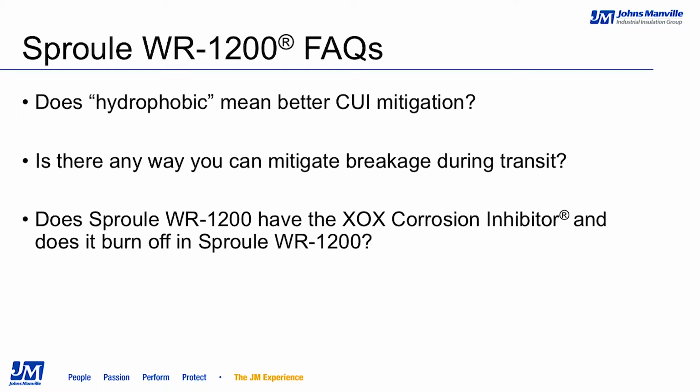Two, is there a way you can mitigate breakage during transit? Actually, yes. Johns Manville has recently reconfigured its packaging patterns for our Pearlite to reduce the amount of movement and abrasion these products will see during transit. Additionally, there's now a foam insert in the top of the box to further prevent the amount of movement the products will endure during shipping, which will help reduce the amount of breakage you'll see of the products.